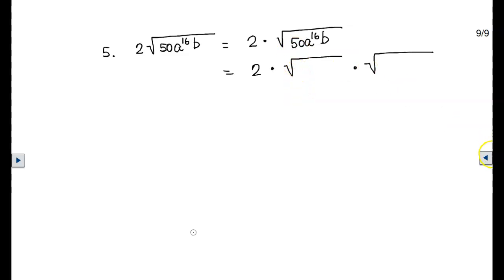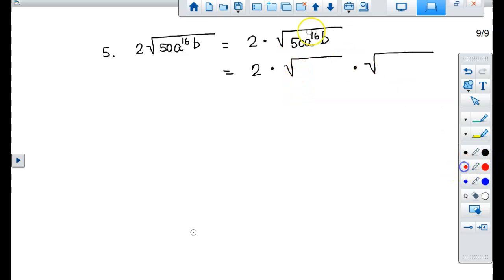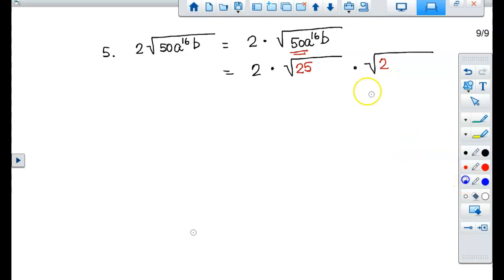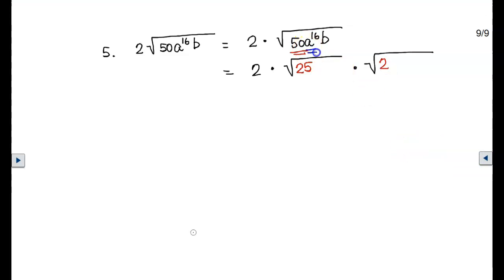So we'll start with our 50. You'll go to your perfect squares list and find the biggest perfect square that is a factor. That should be 25. So for 50, we're going to do 25 times 2. When we go to our a, notice he already has an even exponent, so that means he is a perfect square. So I'm going to put him in here with 25.